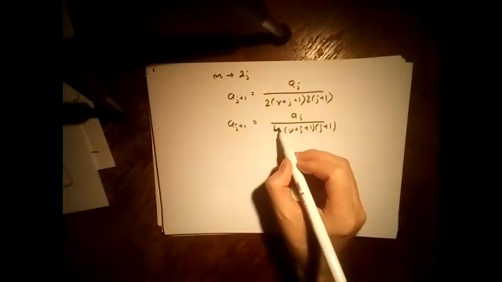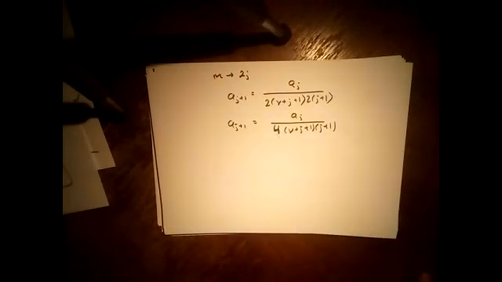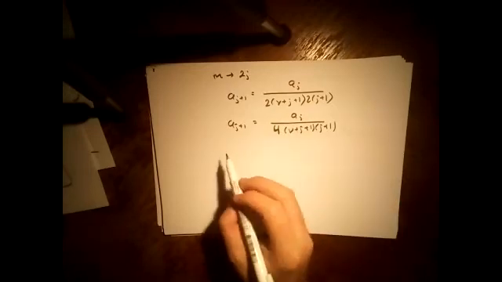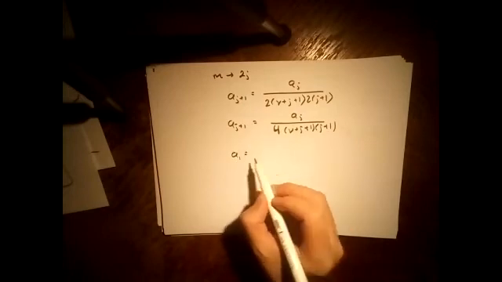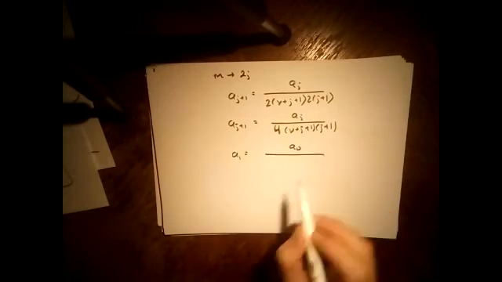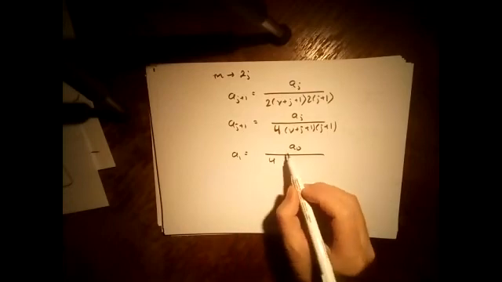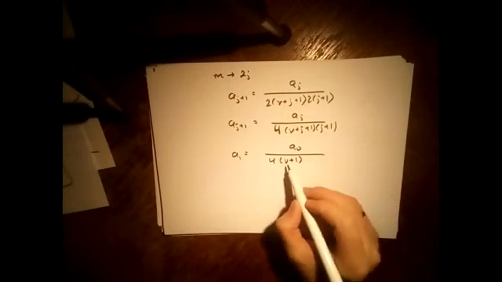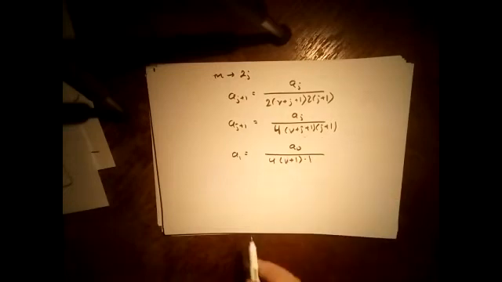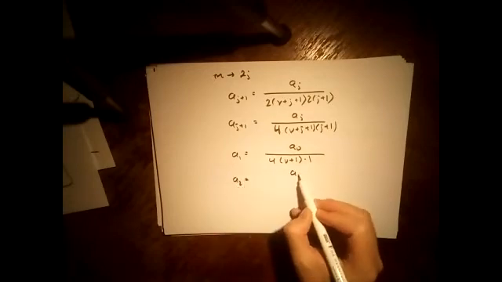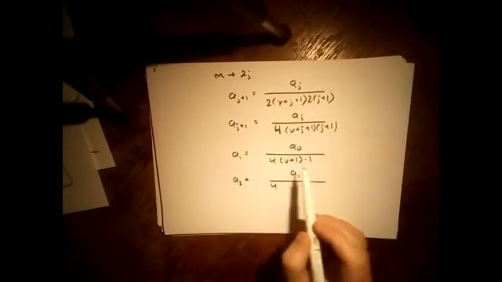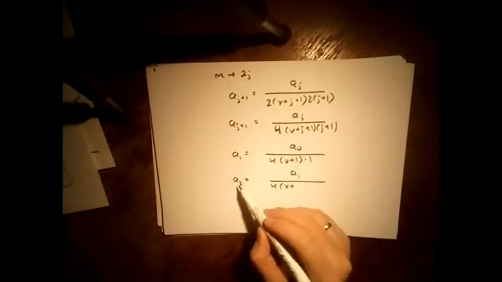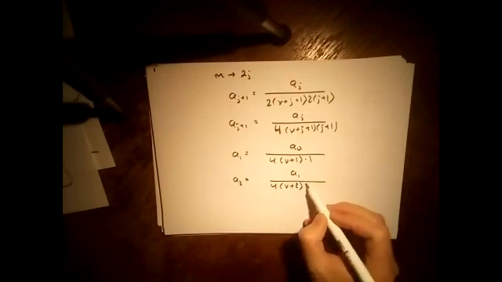Okay, and now I'm in a position to attack the whole series, because, for example, I can say, what is a1 in terms of a0? Well, that's easy, right? So it's a0 divided by 4 times (nu plus 1) times 1. And then what is a2 in terms of a1? Well, that's a1 divided by 4 times (nu plus 2) times 2.